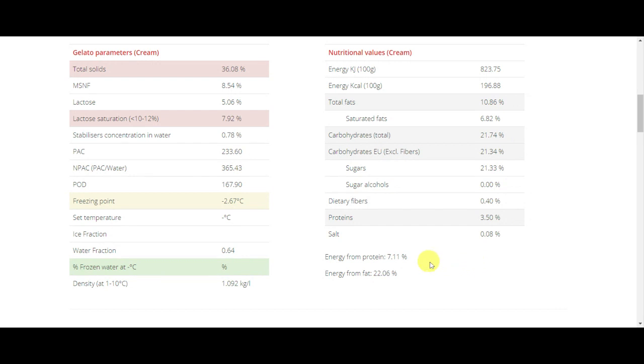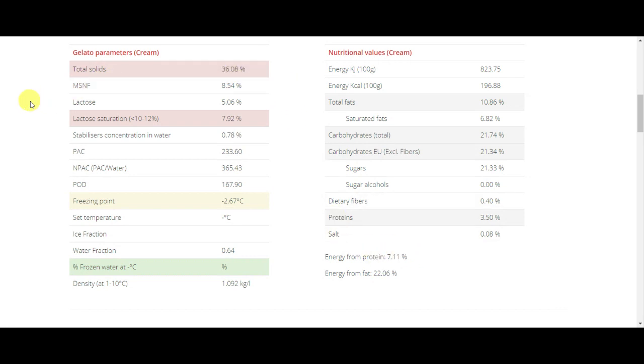There's also something more. You have an idea of what is the energy coming from a specific nutrient. The most important usually is protein. So you can see what is the percentage of the energy coming from proteins. This is particularly useful when you need to make some special formulation. For example, you need a claim for high protein.